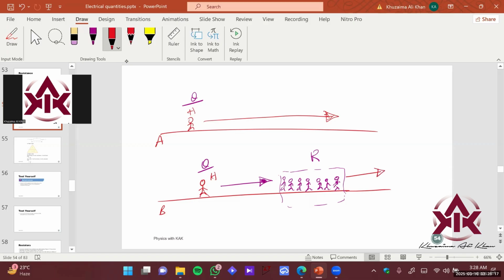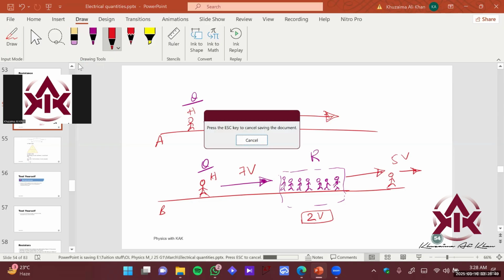When he exits here, he has lost some energy. Let's say, talking in volts, the energy of Hamza was 7 volts here. When he came out and continued to run, it came out to be, let's say, 5 volts. So he lost 2 volts to move across the crowd. This is the role of a resistor. When current is flowing, the resistor tries to resist the current, just like air resistance.